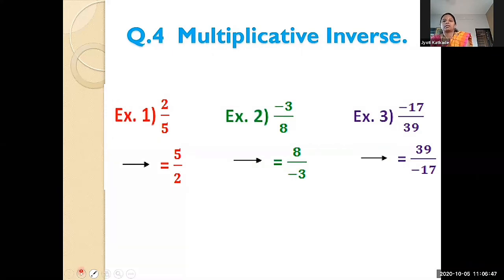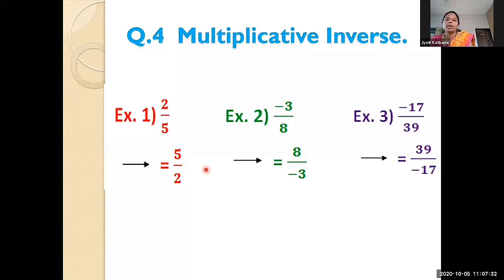So the next question is multiplicative inverse. Okay. I think I have told you how to take the multiplicative inverse. We take the reciprocal only. First one is 2/5. Take only the reciprocal. Reciprocal means take the denominator as the numerator and the numerator as the denominator. So the reciprocal of 2/5, we get 5/2. This is the multiplicative inverse.